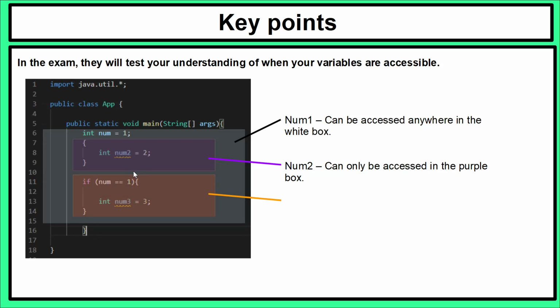It's the same with this if statement. Number 3 can only be accessed within the orange box. So again, we're looking from line 11 to line 14. Once you've created that number 3, it can only be accessed within those curly brackets.